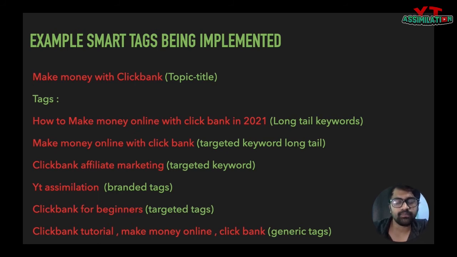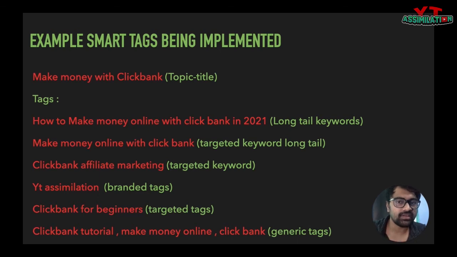So if that is the target keyword, you just include clickbank affiliate marketing right there. And YT assimilation is a branded tag, that is my channel's name, so just include that in the tags. You need to be more authentic in the eyes of YouTube, so YouTube can promote you, because you cannot simply spam your tag section with a lot of spammy or repetitive keywords. Rather, you need to be genuine and authentic, so YouTube can give you some exposure, right?